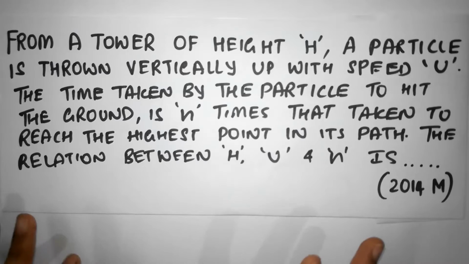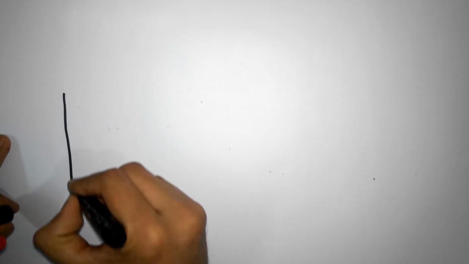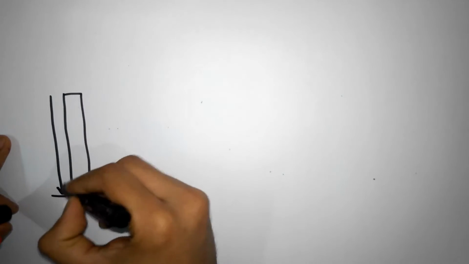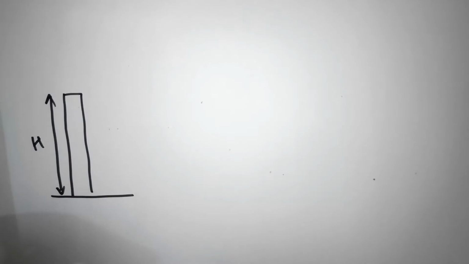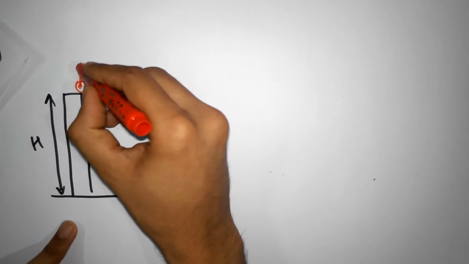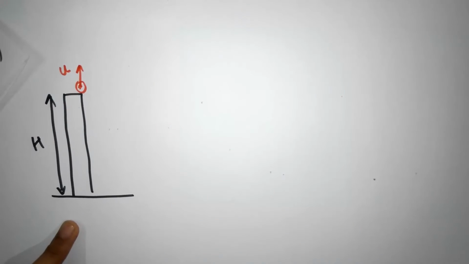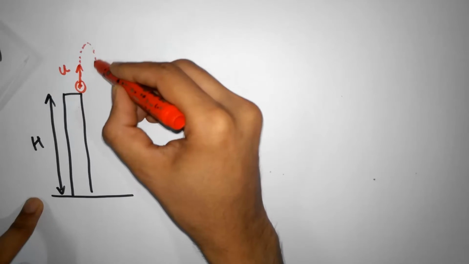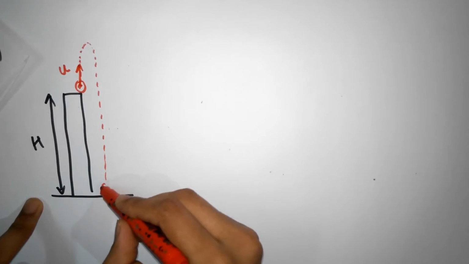Take your time to try and analyze the question, pause it if you want, but let's begin solving this by drawing. So it's given that we have some sort of a tower, and that has a height h. And we have a ball, or a stone or something. It's a particle. That particle has been thrown up with some velocity u, and we know what's going to happen. It's going to go all the way up, and then it's going to turn back. It's going to hit the ground over here.